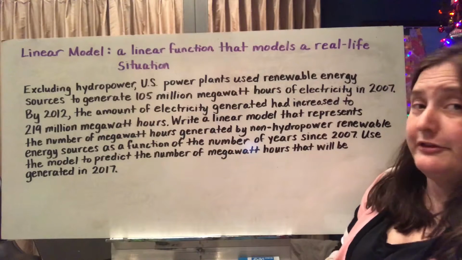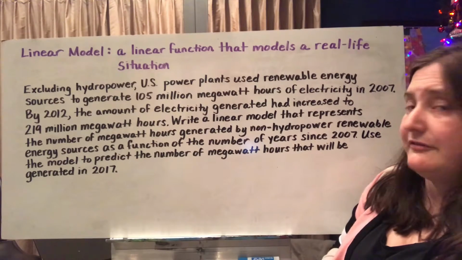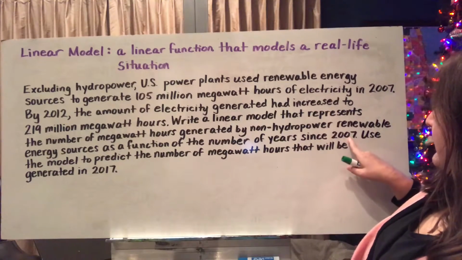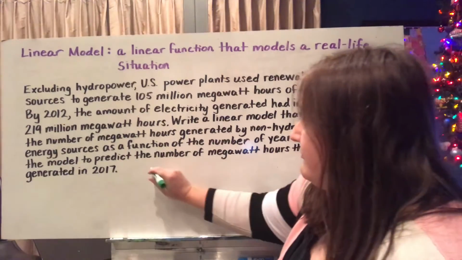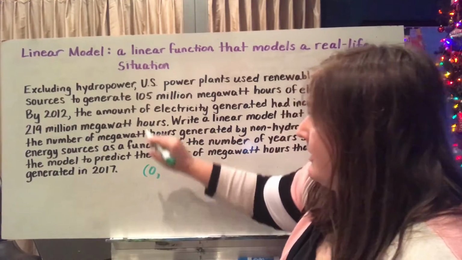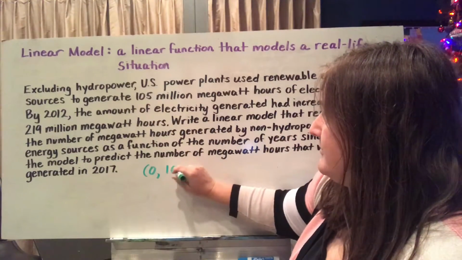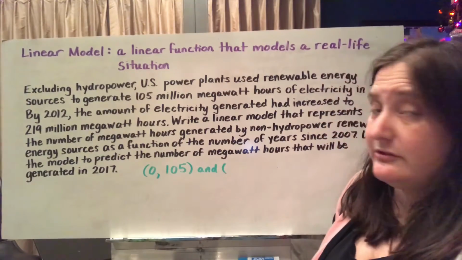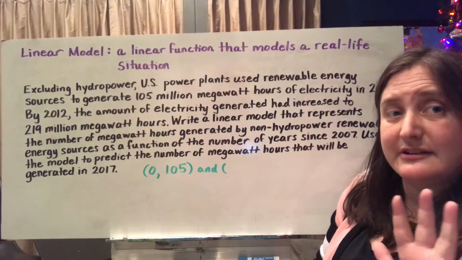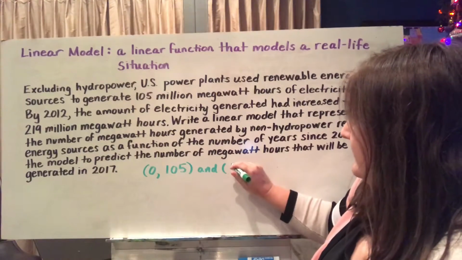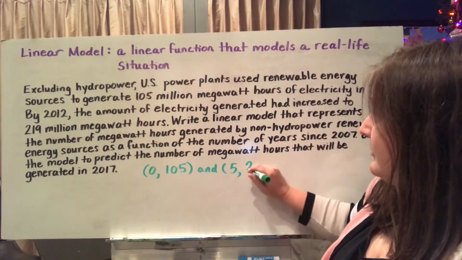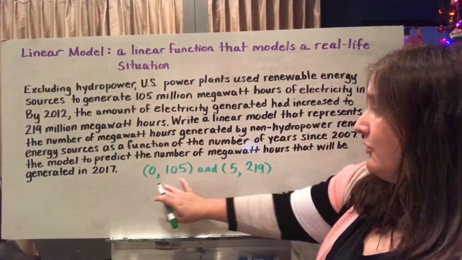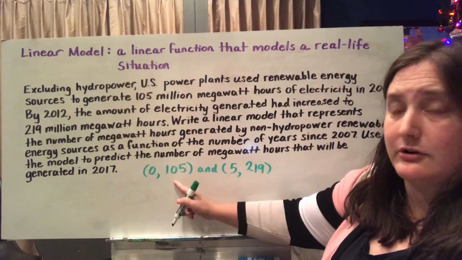All right, so the first thing that we have to do is figure out a slope for this data. So in 2007, that is going to be year 0. They created 105 million megawatt hours of energy. And in 2012, which will be year 5, because it's 5 years after 2007, they generated 219 million megawatt hours. So we're going to find the slope of this. This one's going to be our y-intercept because it starts with 0.